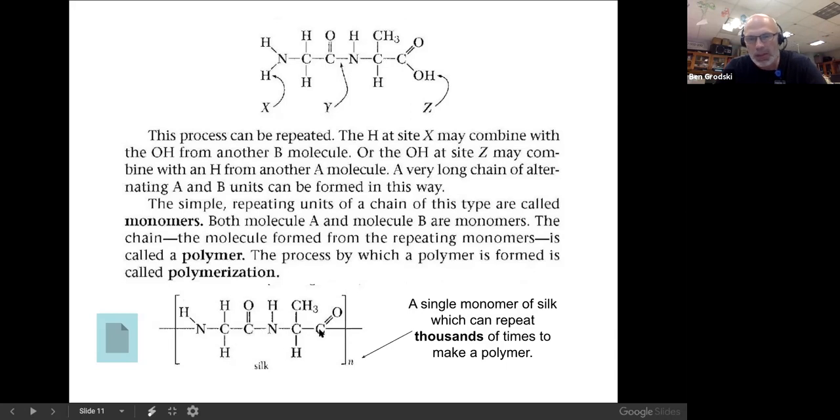And as you can see, because one N has an O and another one has an H, you can see that the silk, when it comes together, is going to produce water. That's how you do it. And it's part of condensation polymerization. And of course, silk is a natural polymer. Proteins are a natural polymer.